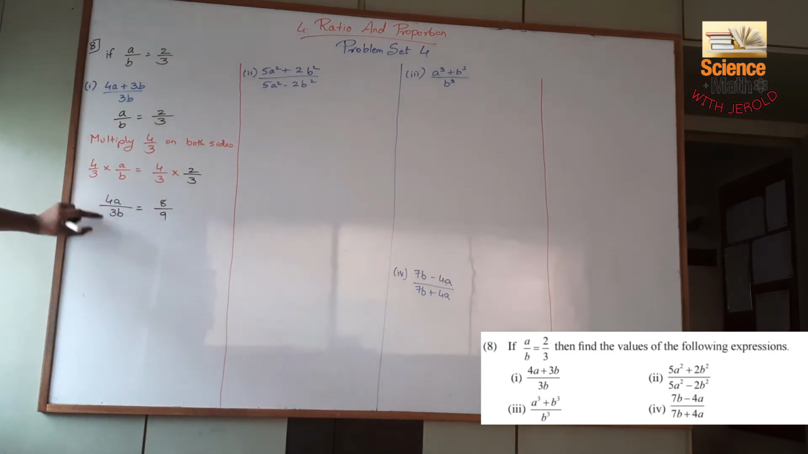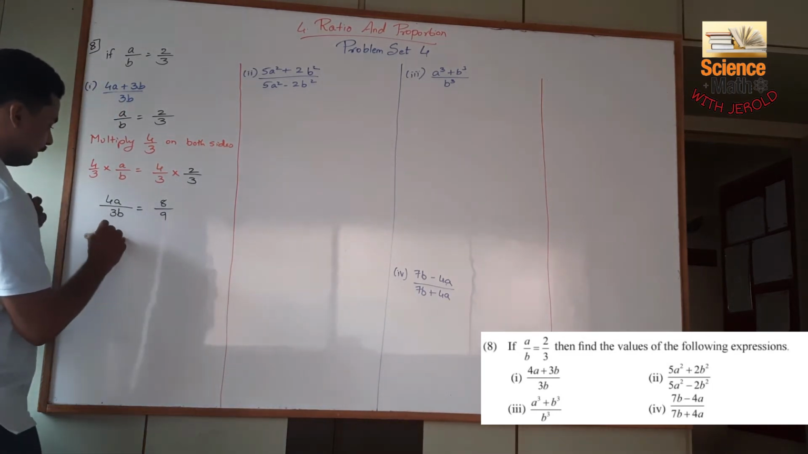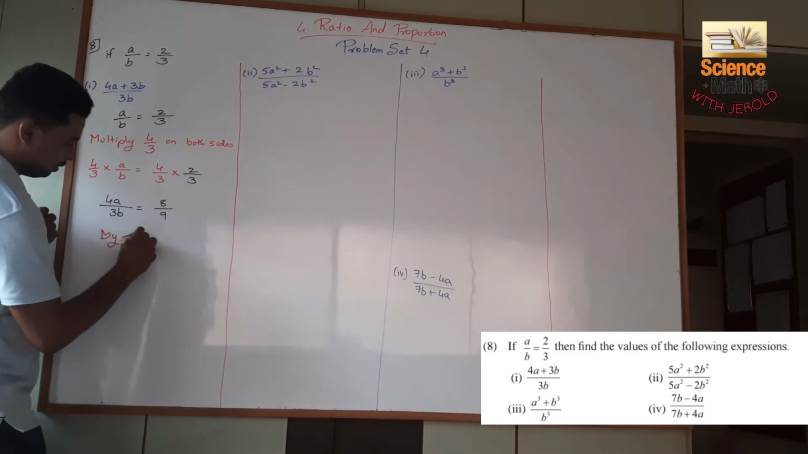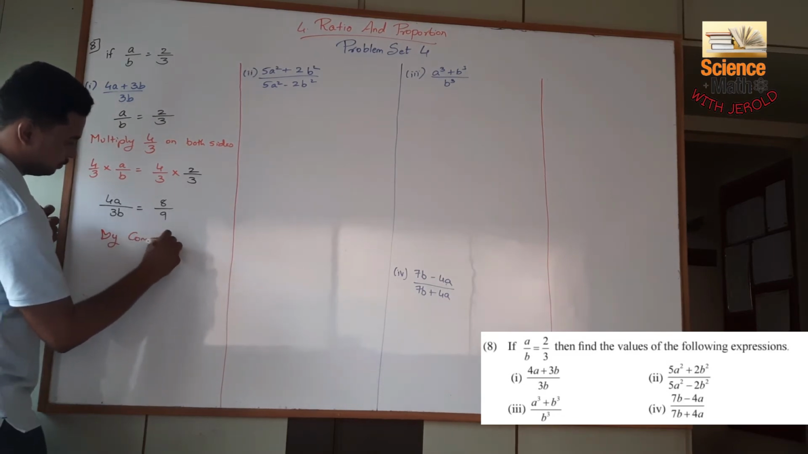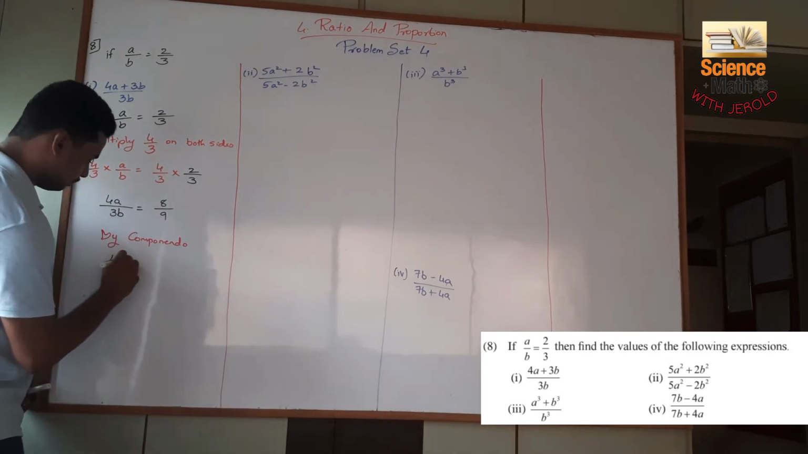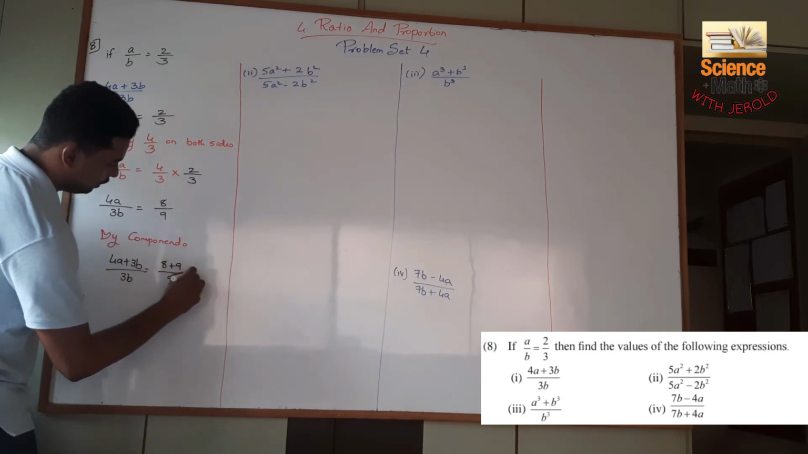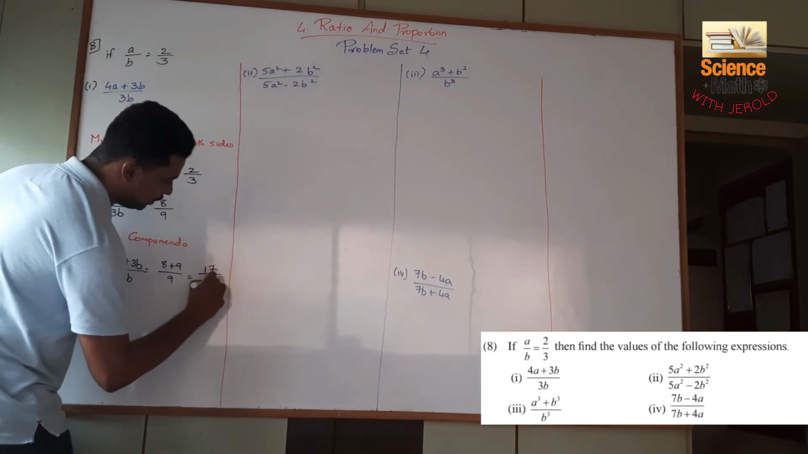Now I have the ratio 4A upon 3B. If you can see, it is just a simple componendo. Therefore, by componendo, what I get is 4A plus 3B upon 3B is equal to 8 plus 9 upon 9, which is 17 upon 9.